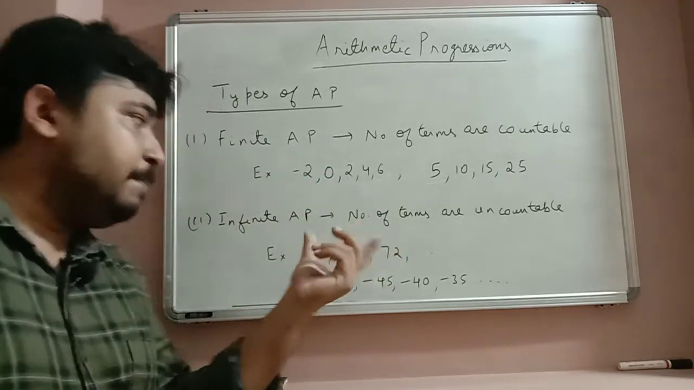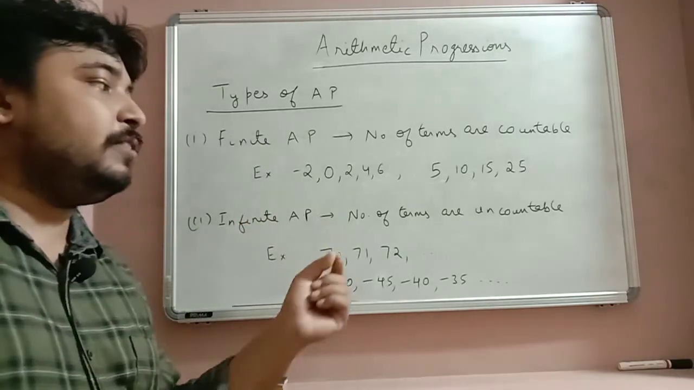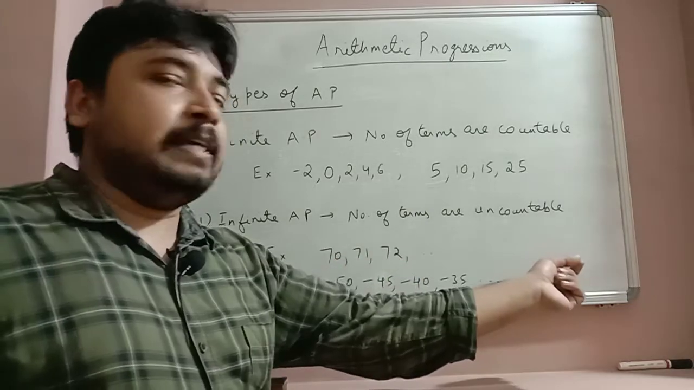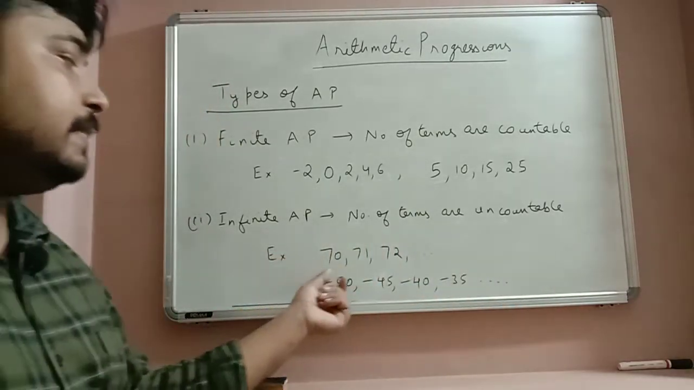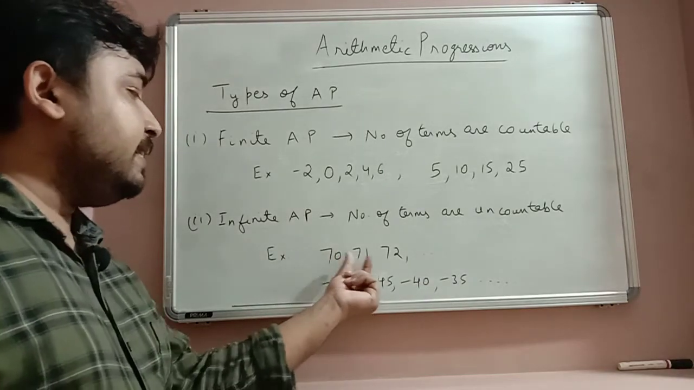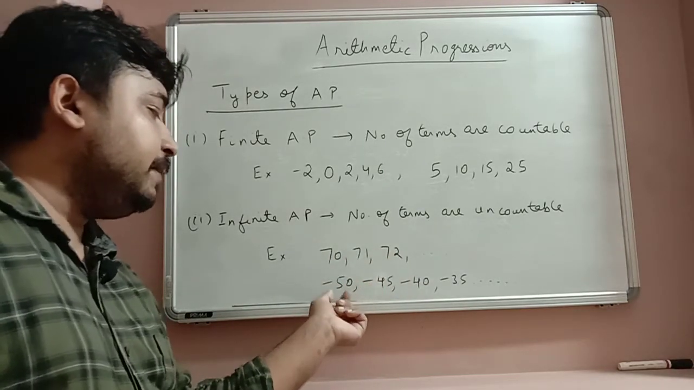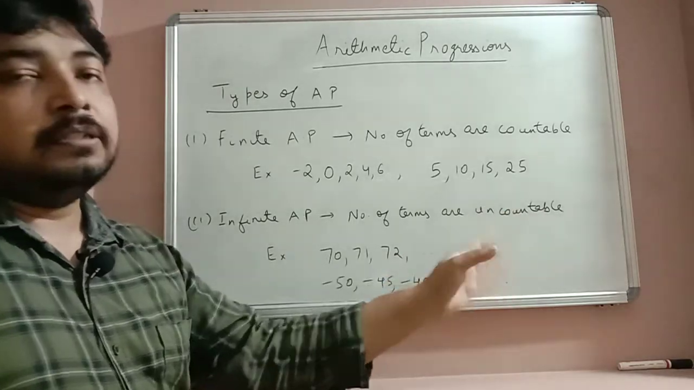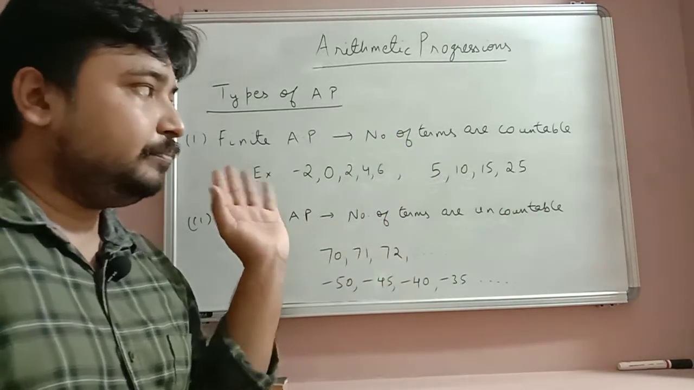Now the second type is infinite AP, in which the number of terms is uncountable, meaning there is no end to this AP. So if there is no end to an AP, then it is known as an infinite AP. So 70, 71, 72, and so on, this is an infinite AP. And minus 50, minus 45, minus 40, minus 35, going on. Again, it's an infinite AP.